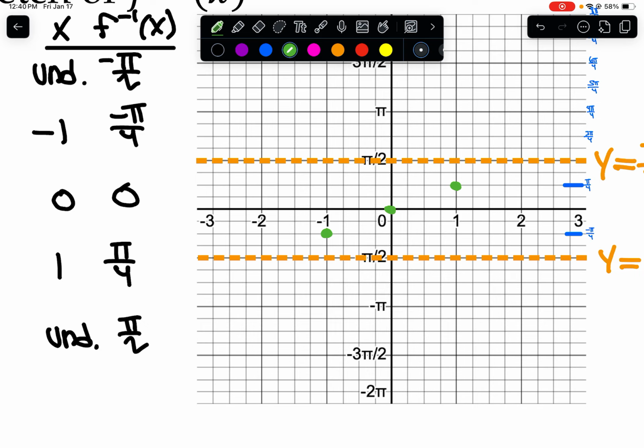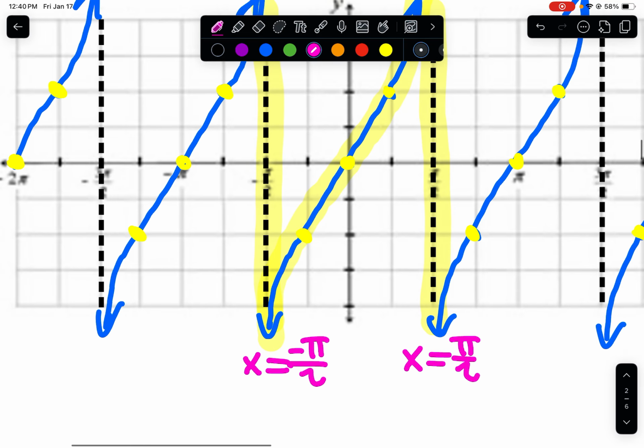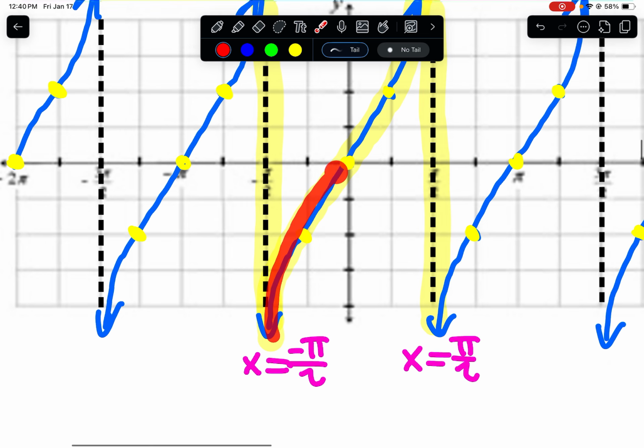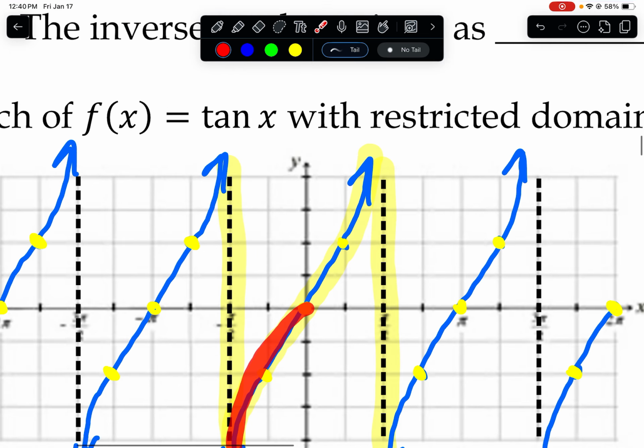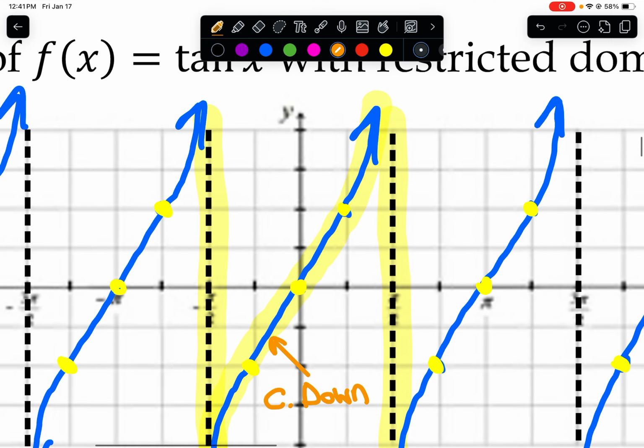Okay, so now we need to look at the concavity. So over here, to start off, I know it's kind of hard to tell, but this graph really should be starting off concave down, and then it's going to transition to concave up. So this first part is going to be concave down, so I'm going to say C down. And then this part up here on the top is going to be concave up, so C up.